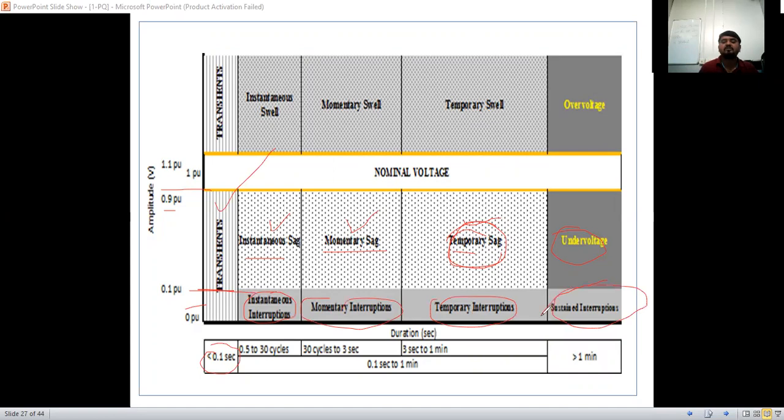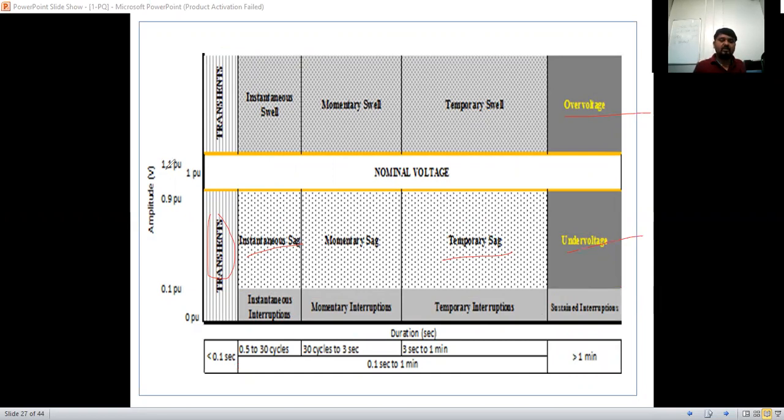Now, whatever we have discussed up to this point, over voltage, under voltage, sustained interruptions, transients, and instantaneous, momentary, and temporary voltage sag and swell, all of these are represented by this single diagram. If you remember this diagram, you can explain all the things here: under voltage, over voltage, temporary, momentary, and instantaneous voltage sag and swell, as well as the transients.